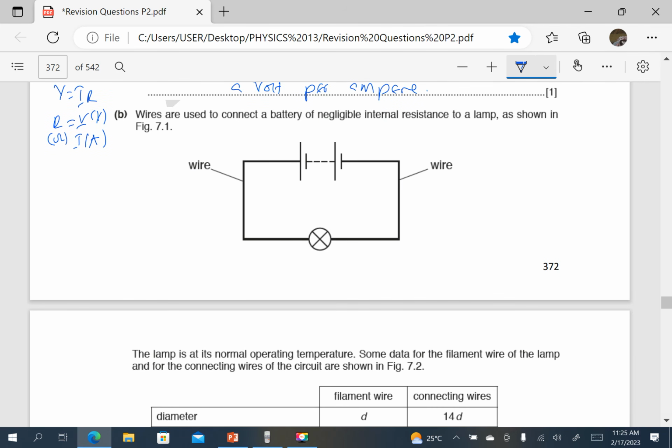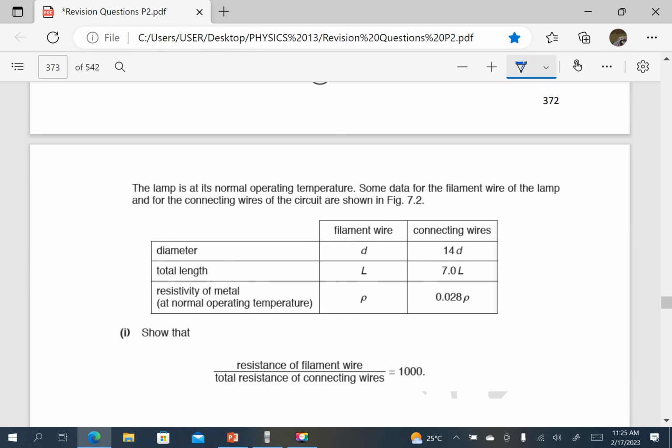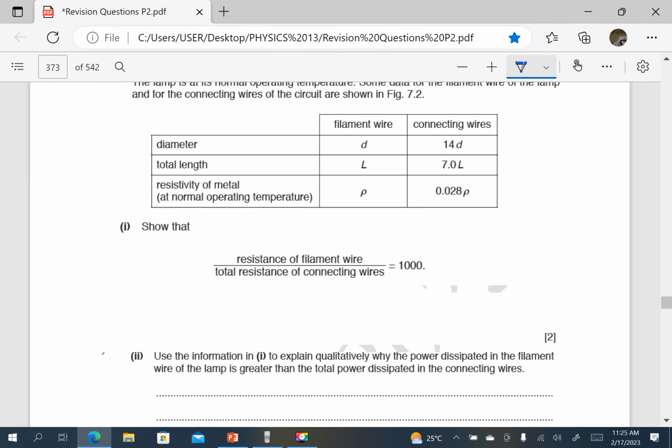Wires are used to connect a battery of negligible internal resistance as shown here. The lamp is at its normal operating temperature. Some data for the filament wire of the lamp and for the connecting wires of the circuit are shown in the figure. Show that the resistance of the filament wire over the resistance of the connecting wires equals 1000.